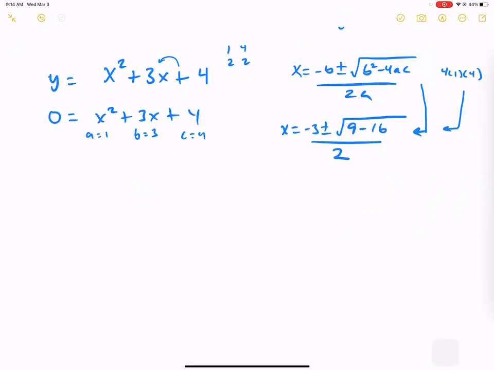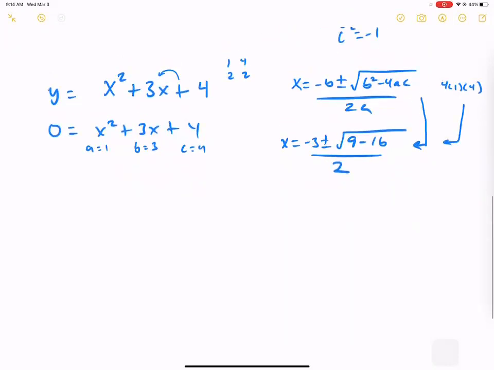Oh, someone asked me, why don't I just write negative 5 here? You can. And sometimes what I'll show you guys, you might write 9 minus 16, and it's not negative 5, it's negative 7. So you can jump to the next step. You can say x equals negative 3 plus or minus the square root of negative 7, over 2.